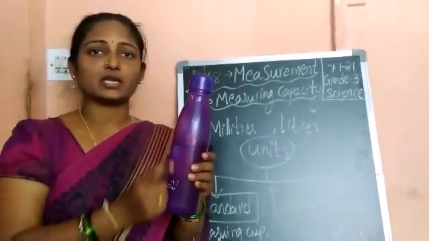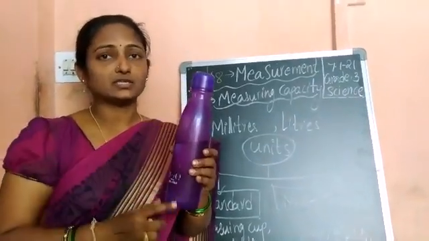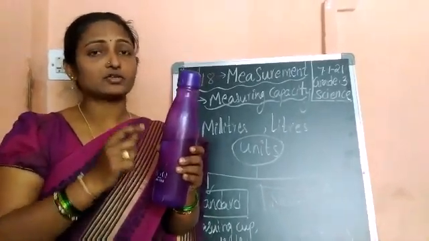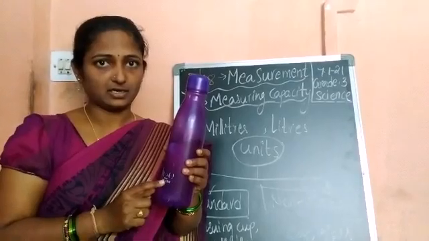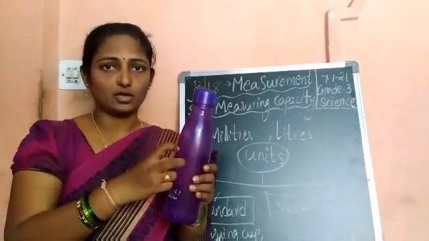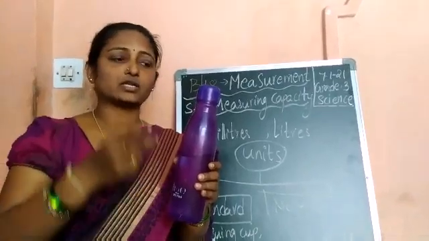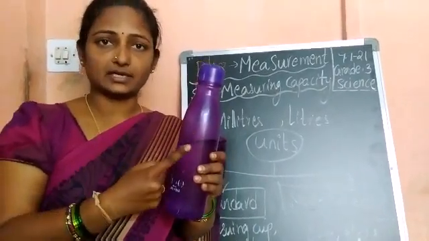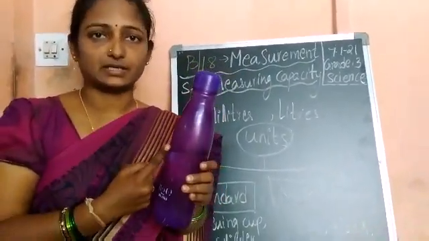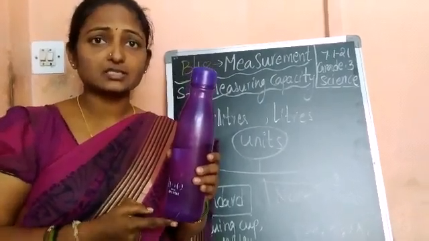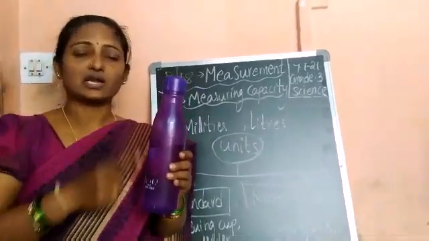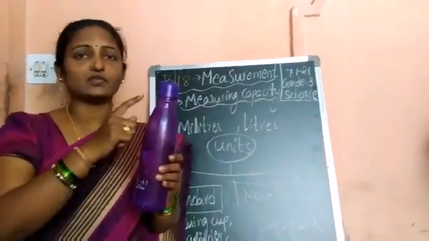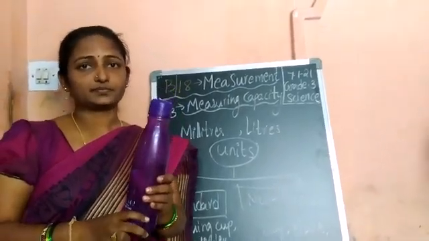If it is an empty bottle, we have to measure how much capacity the bottle has. The amount of space which is present in the container, so how much water it can hold. In that way we can measure the water and fill the bottle. The amount of space present in the container is nothing but the capacity. If the capacity of the bottle is 2 liters or 1 liter, then we can fill it by measuring the water. Okay, children?